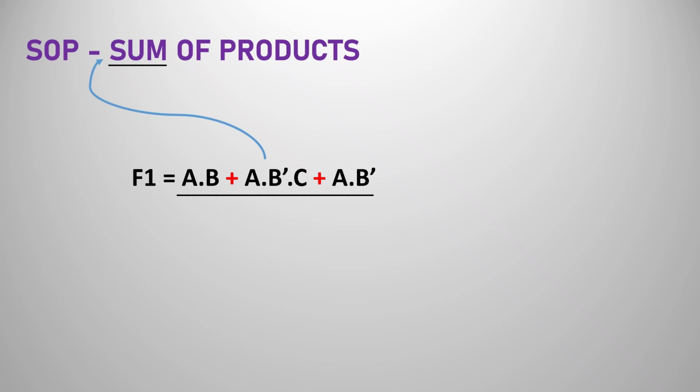If you add those three product terms, suppose we take the output as F1. This is the whole sum, and the final output is a sum. So we call it sum of products, because products are summed.